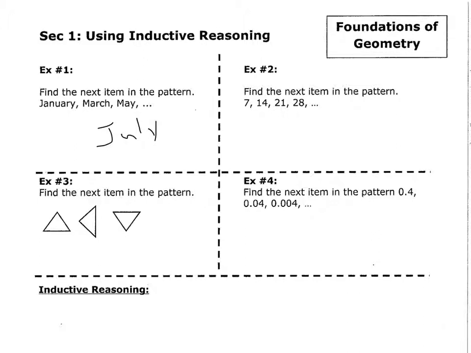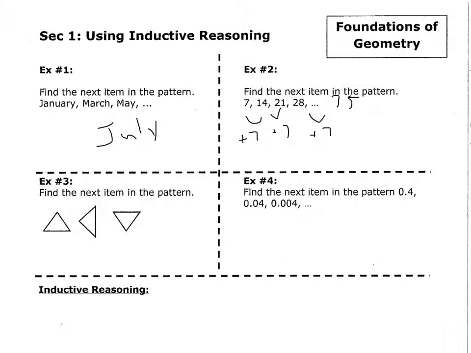Okay? Example number 2, we're just going to keep finding these patterns. These are easy. We got 7, 14, 21, 28. You'll notice that every one goes up 7. Okay, so after 28, you're going to do another one that goes up 7, and that will give you 35.